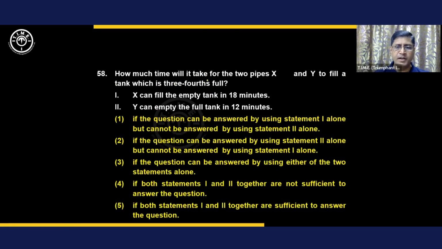How much time will it take for the two pipes X and Y to fill a tank which is 3/4 full? So the tank is 3/4 full. So what to find here? Time to be found. Time to be found means what is required? Efficiency of X as well as Y is required. X is given in the first statement, Y is missing. In the second statement, Y is given, X is missing. Independently, these are insufficient. Combining these two, yes, it is possible. So the right choice is option number 5. Fifth choice is the right answer.